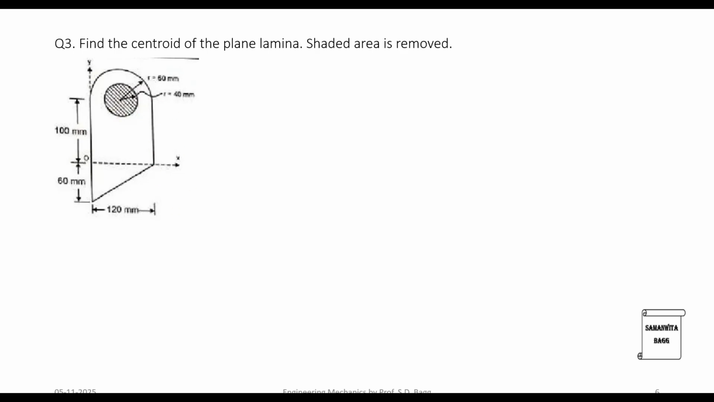In the previous problems, we were calculating the centroid of the shaded area. Here we have to calculate the centroid of the area excluding the shaded portion. So we have to cut that portion from the entire body and calculate its CG. The first thing we are going to do is draw the axis. This is the x-axis and this is the y-axis.